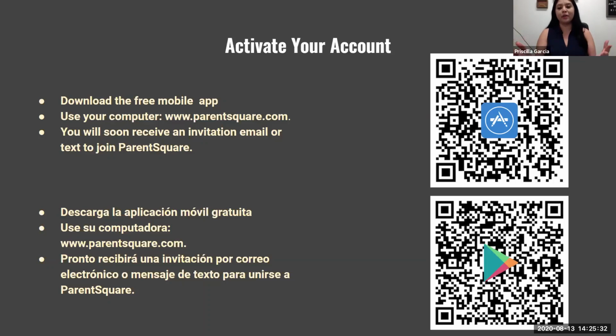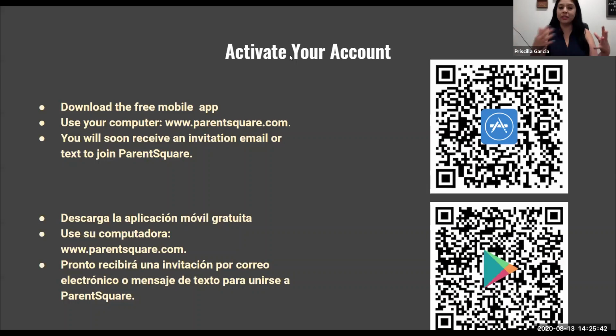So how do you activate your Parentsquare account? There are two ways. The first way, you can grab your phone right now and scan these QR codes and our app will appear. That's one easy and convenient way for you. You can go on your app store and then download Parentsquare as well. Or soon I will also send an invitation to you via text message.